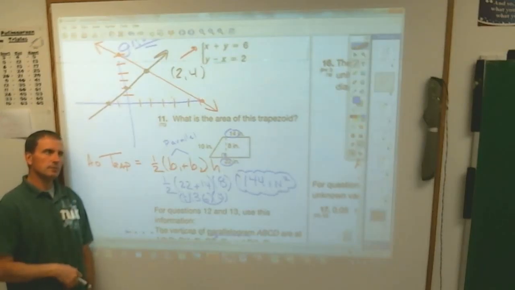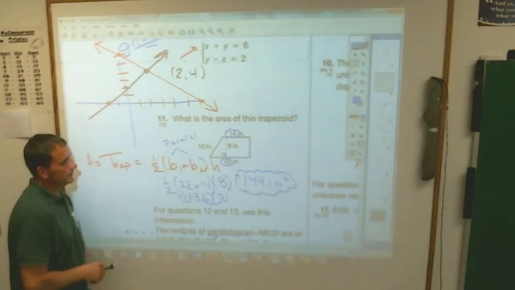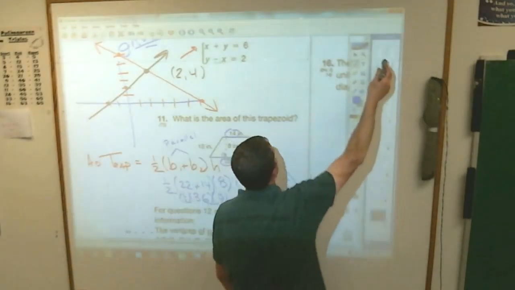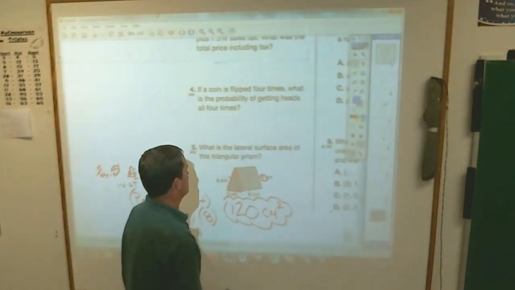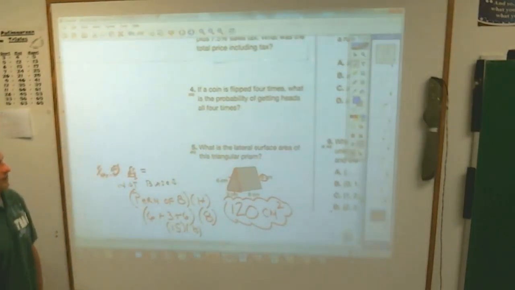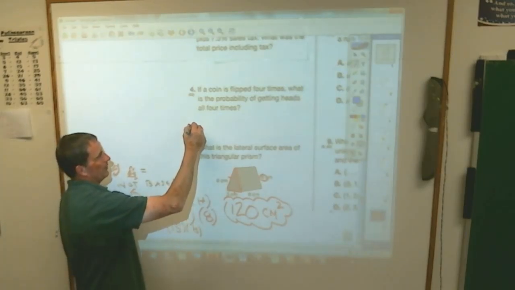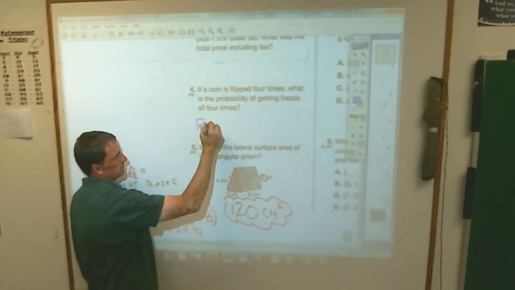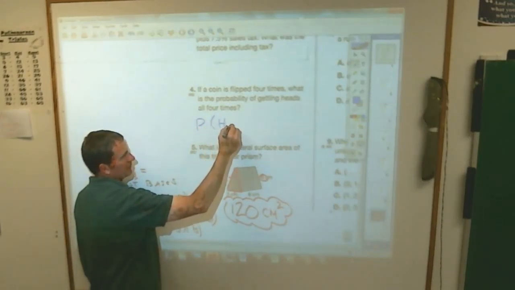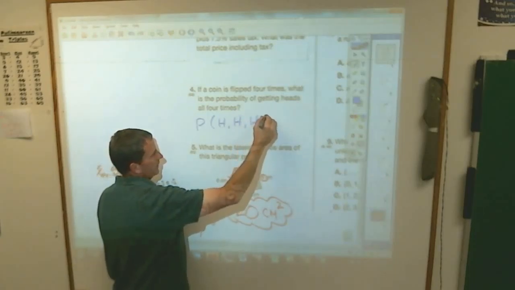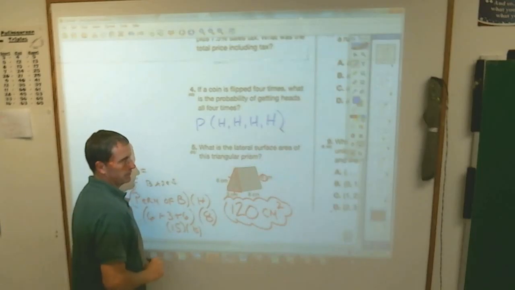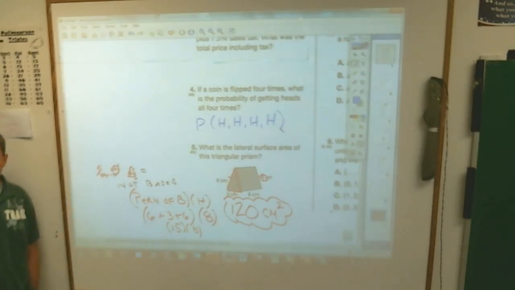Alex, ladies and gentlemen, number 4. A coin is flipped 4 times. What's the probability of getting a head 4 times? So Alex, basically I would do this. I want the probability of what happening? Getting a head, then getting a head, then getting a head, and then getting a head. The probability of those 4 things happening is the product of each one happening.